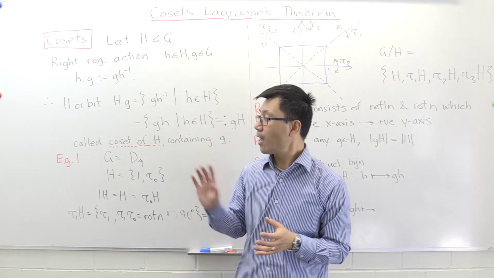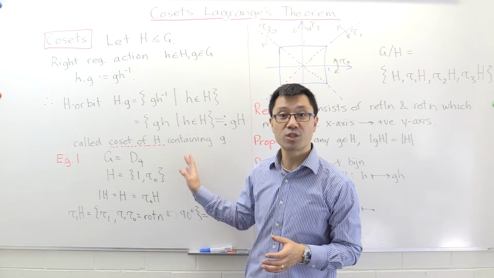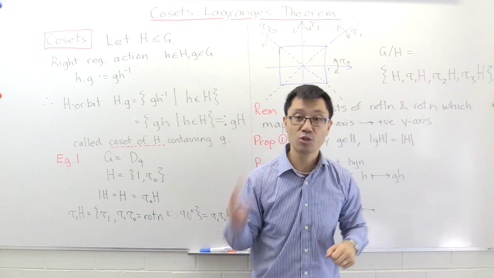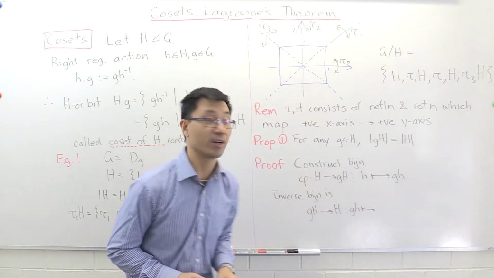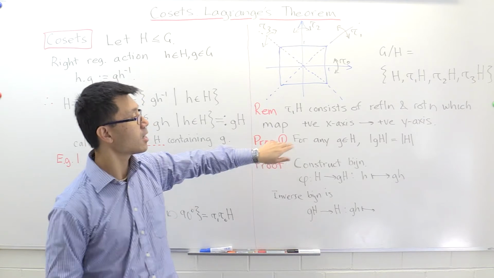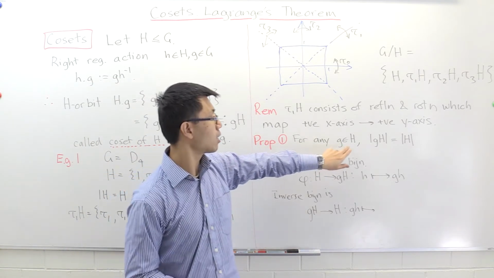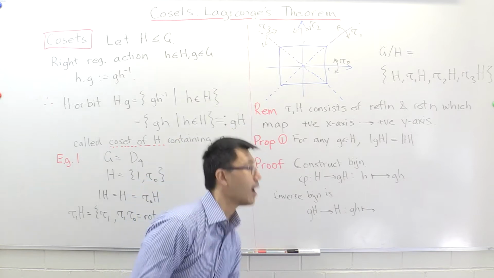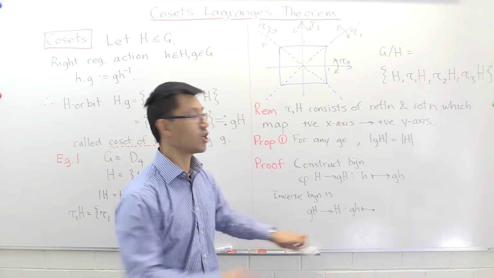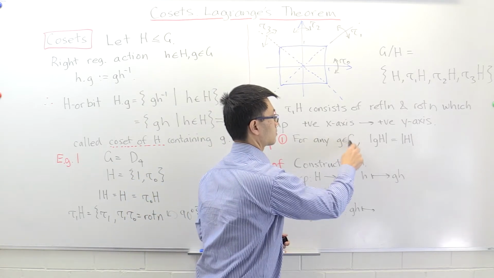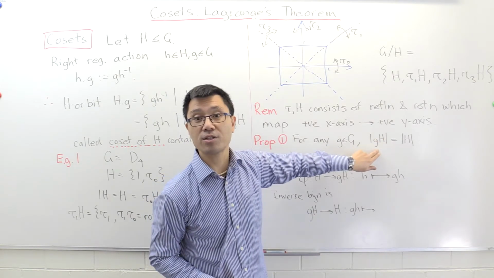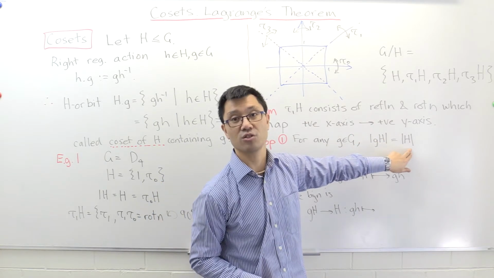Okay, so let's look more generally at what's going on. So something that we saw here is that each of these cosets have the same number of elements, 2. And that's part of a general phenomenon, okay? And that's what's written in this next proposition here, okay? So if you're given any group element inside big G, in fact, not just inside H, inside G, then the cardinality of that coset is the same as the cardinality of H.